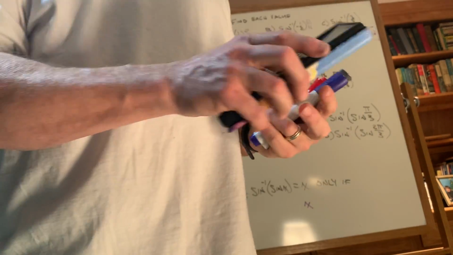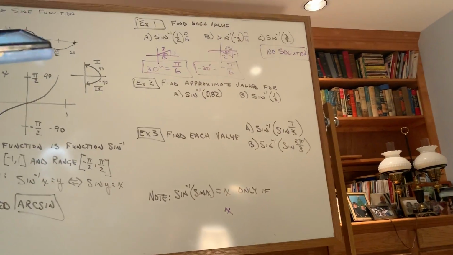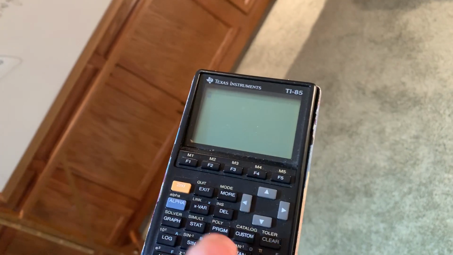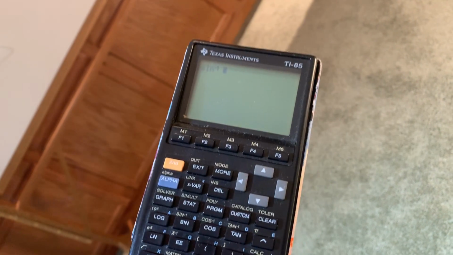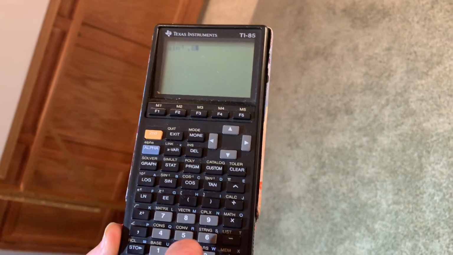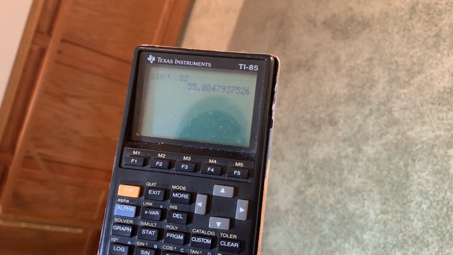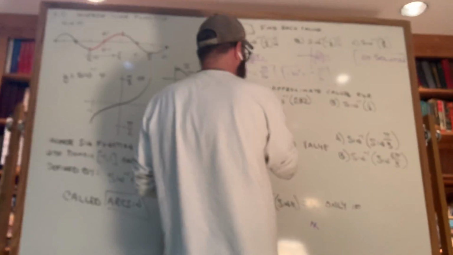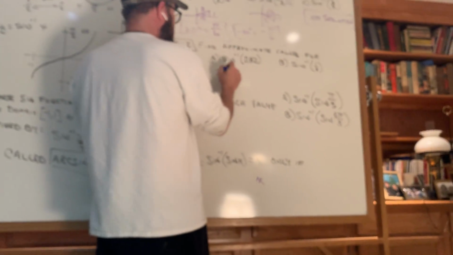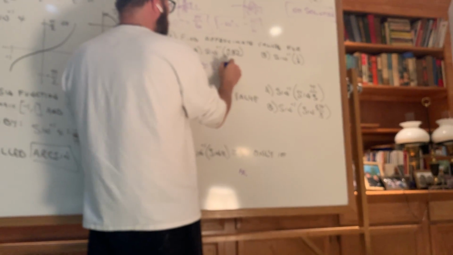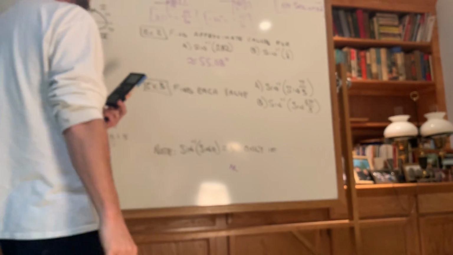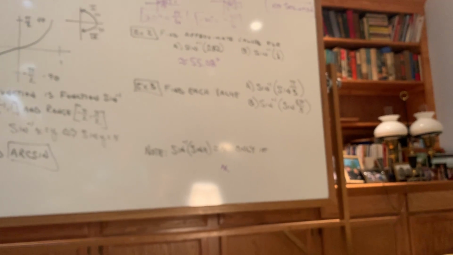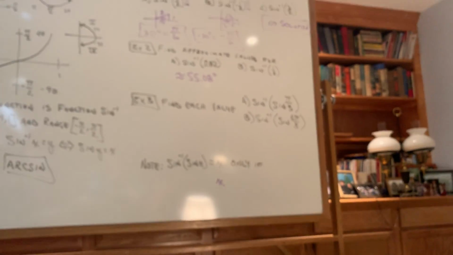But anyway, look, this is a really simple way to do this, right? So I'm going to do the inverse sine of 0.82, right? And so I have 55.084 degrees, which means that this is going to be approximately 55.08 degrees. All right? I'm not even going to put that in terms of pi.